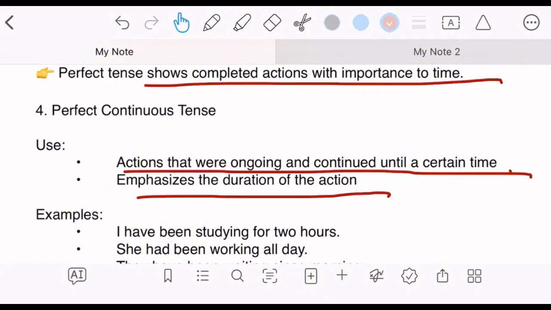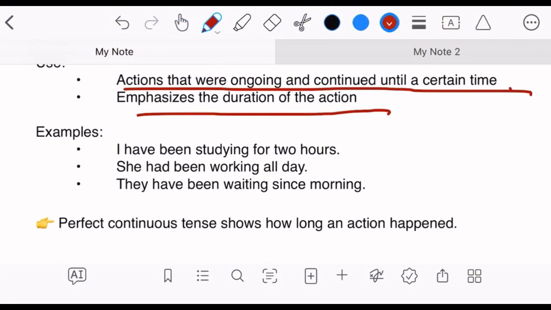For example, I have been studying for 2 hours. Okay, this sentence shows an action that started in the past and continued until now, focusing on how long it lasted. Okay, next is the second sentence. She had been working all day.